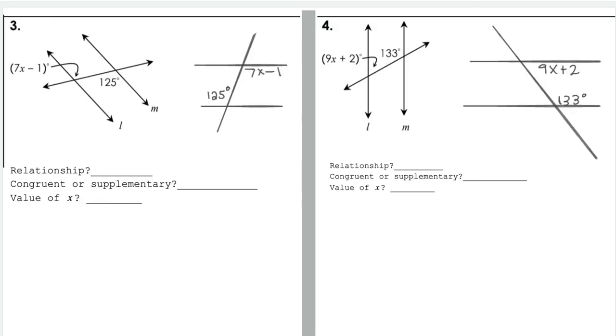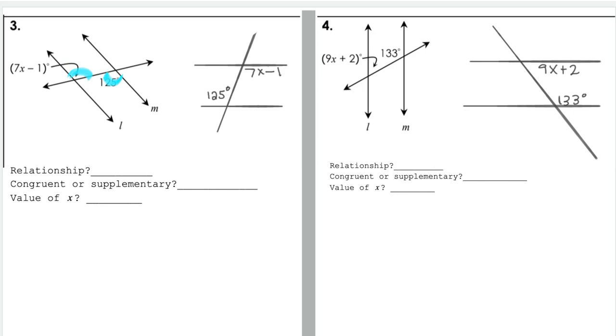All right, in our next picture, this transversal is kind of flipped on its side. So I showed you if I were to rotate it clockwise, we would end up with this picture here. But you're going to need to be able to kind of look at the transversals and still determine their angle measurements even if it's flipped. So we have 7x minus 1, and we are comparing that to 125.